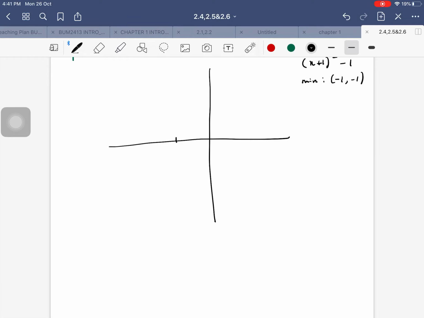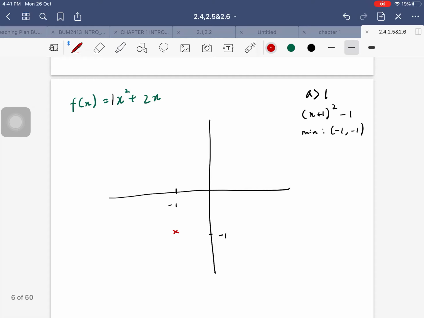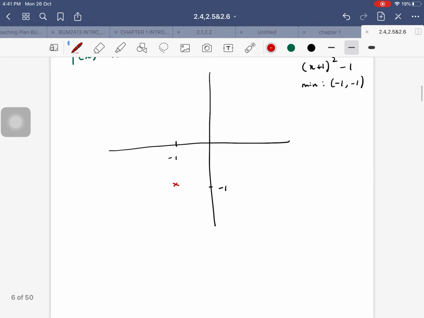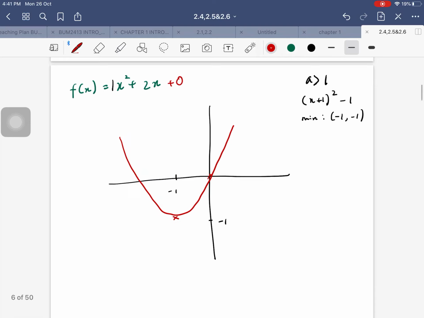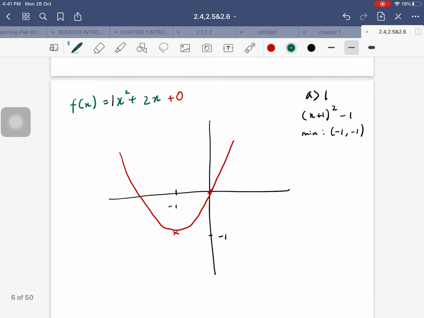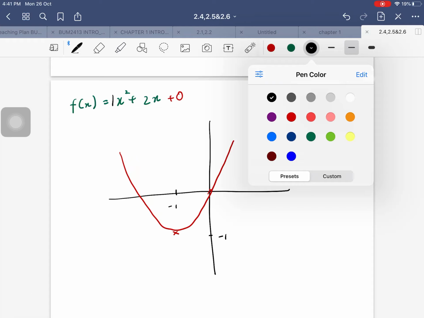2.2. So the minimum point is going to be -1, -1. So let's say -1 is going to be somewhere over here. So -1, -1, this is going to be the minimum point. And here, my intercept point is going to be at 0. So if I were to sketch, it's somehow going to look something like this. Okay, I think it looks better now. So somewhat it's going to look like this. Okay, so the intercept is going to be at 0.